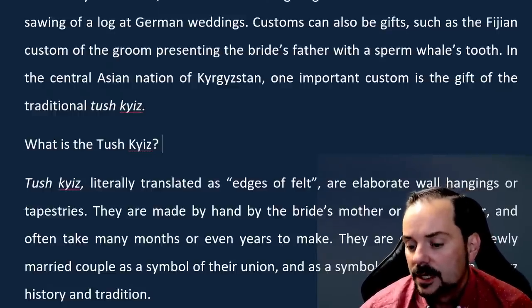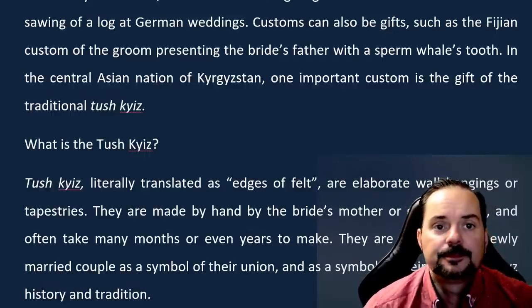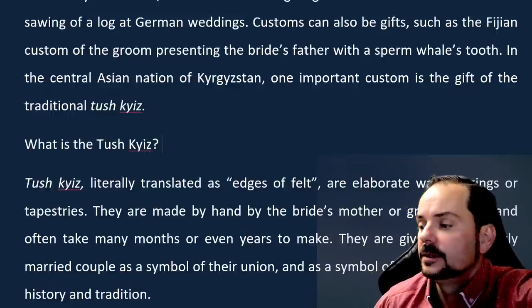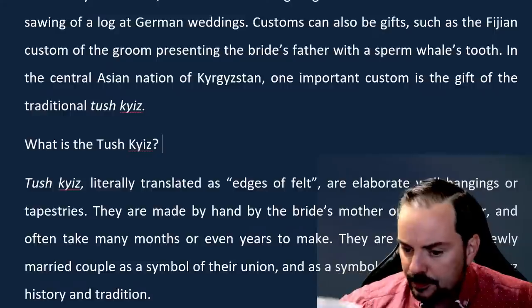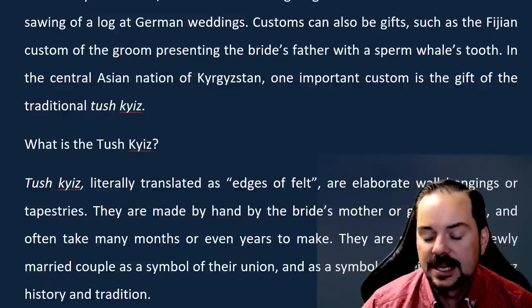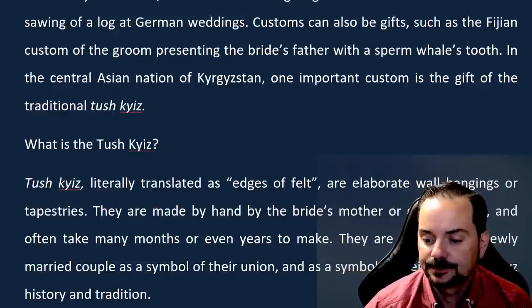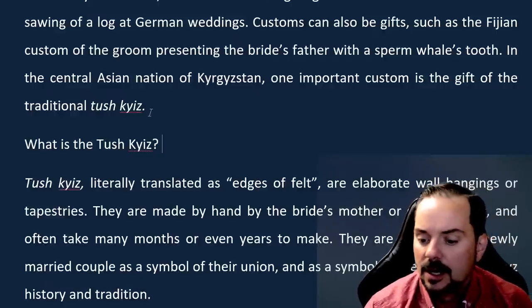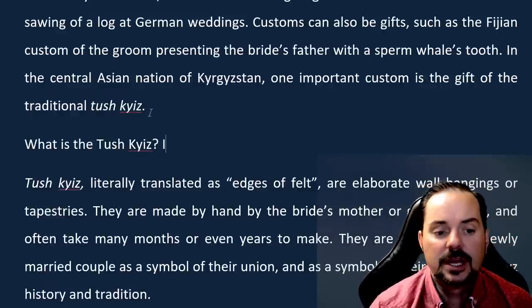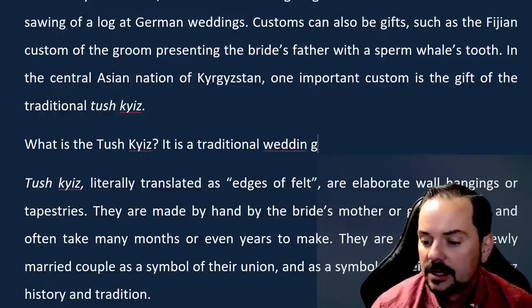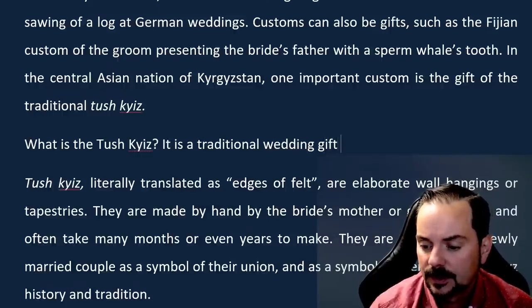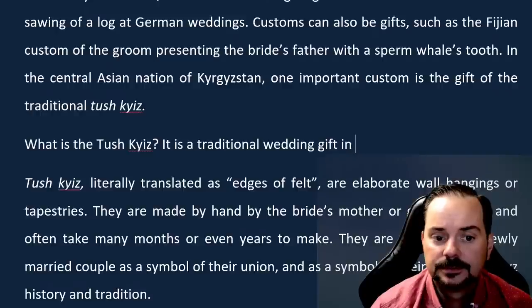So, Sushi Shubi says it's a gift. Can you be more specific? What is it? It's a special gift, says Anna. Okay, what kind of a special gift? Pima says it's a traditional gift. Okay, it is a traditional wedding gift in Kyrgyzstan.